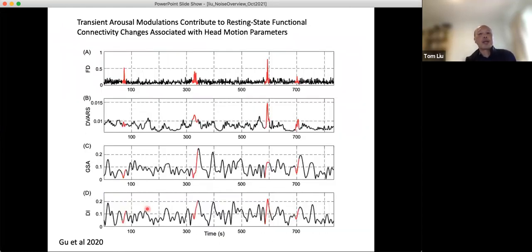Another paper that just came out last year showed that transient arousal modulations contribute to resting state functional connectivity measurements, as with head motion parameters. What they found was that a lot of times you look at these head motion parameters, and there might be a big effect on the fMRI signal, and you think you're regressing it and taking it out. But the evidence suggested it was really the arousal changes co-modulating the motion. So when you're trying to censor these areas out, you may be censoring out arousal areas as well, or moments of arousal changes.